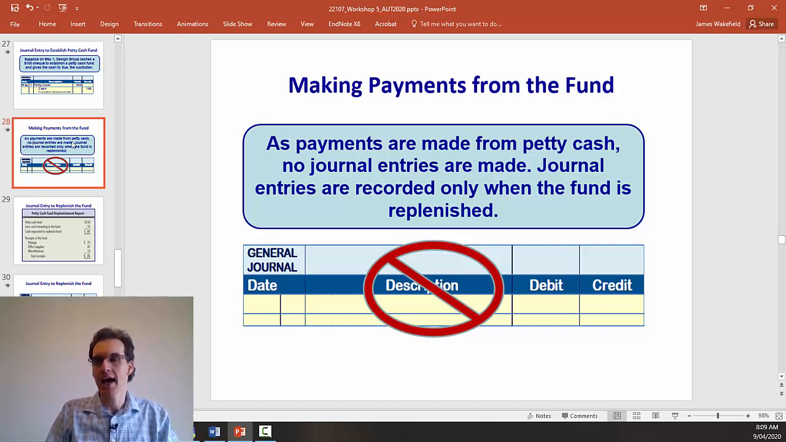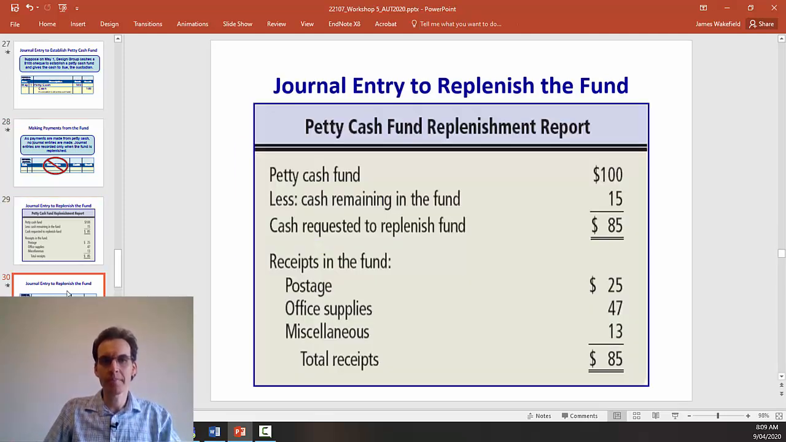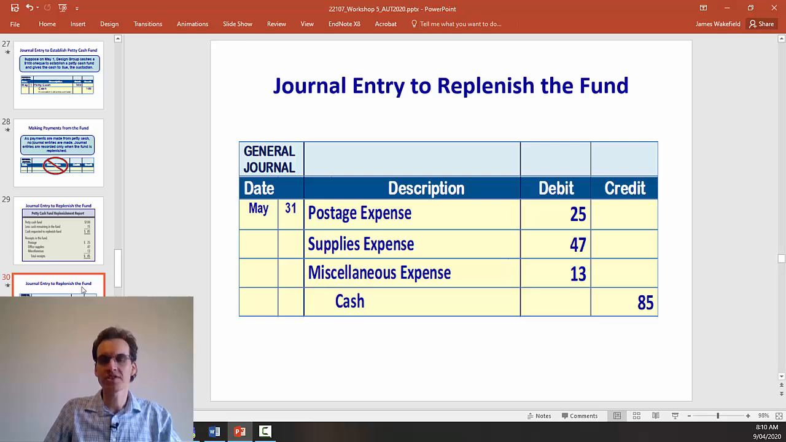So therefore, the $100 petty cash account balance stays at $100. When it comes to replenishment, we replenish the petty cash fund by taking cash out of the general cash account and putting it into the petty cash drawer, which brings it back up to 100, which is its original balance, which stays in the petty cash account.